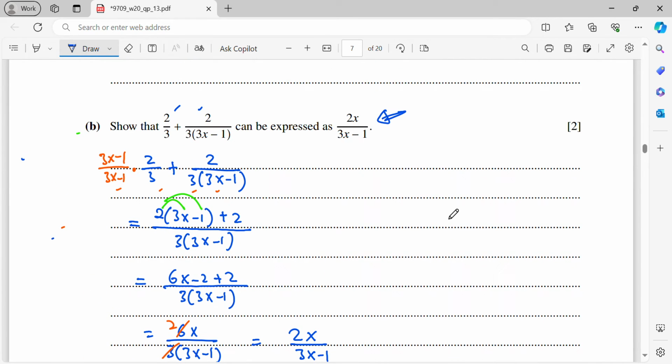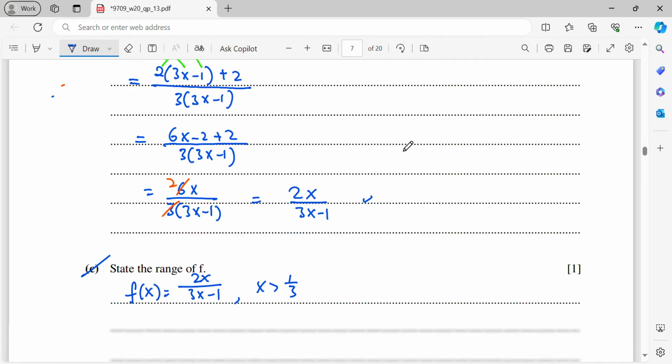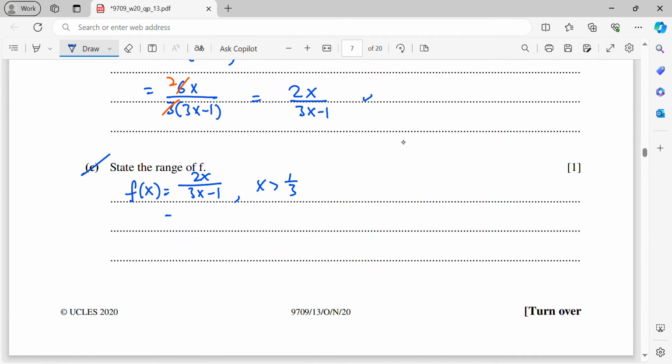What I need to do here is, because we have proven that the summation of these two terms equals 2x over 3x minus 1, which means they are the same. Okay, so I will change to the two terms. So this is 2 over 3 plus 2 over 3 of 3x minus 1, which means I can factorize. It is basically 2 over 3, which is in common, times 1 plus 1 over 3x minus 1.